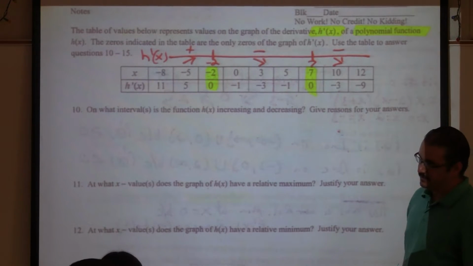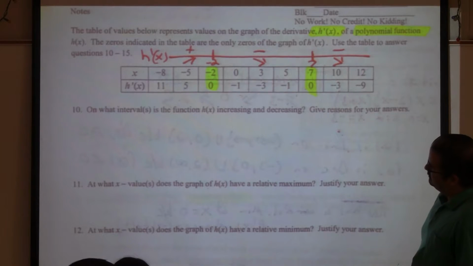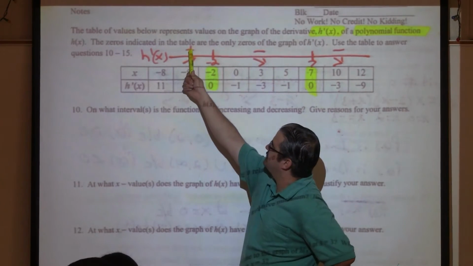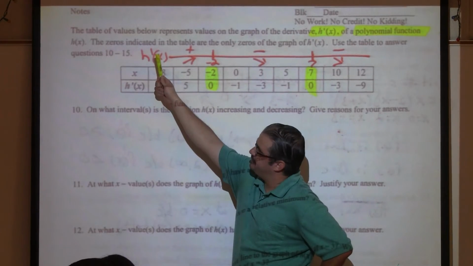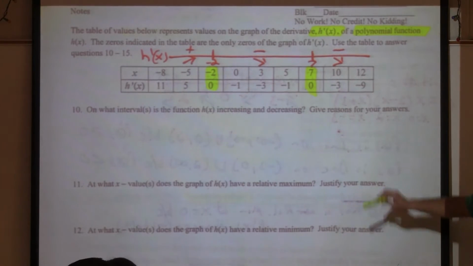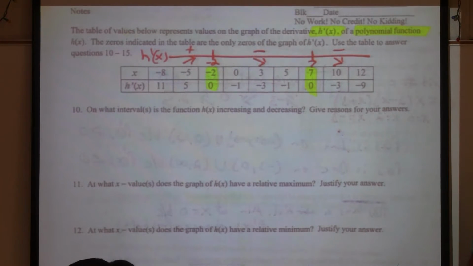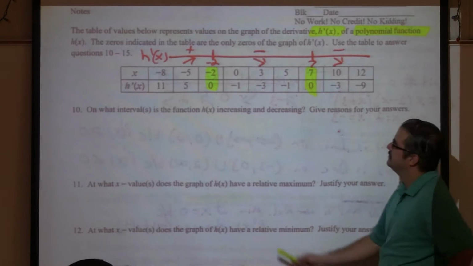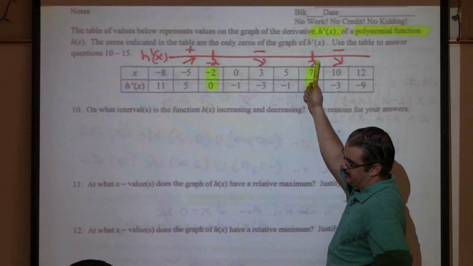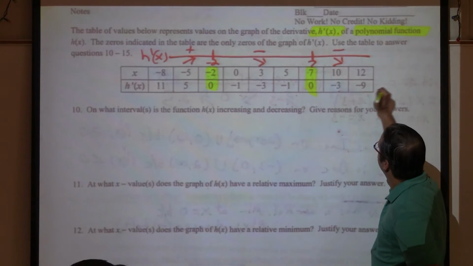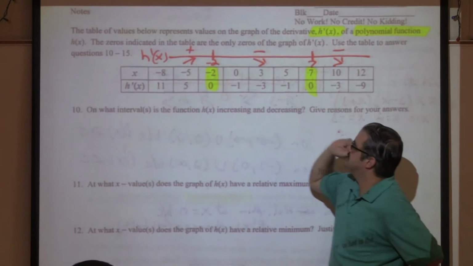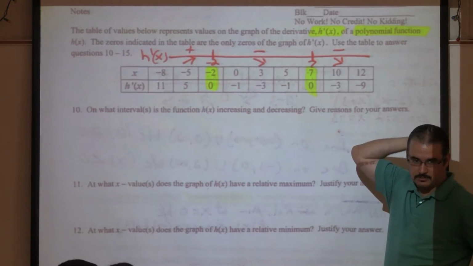Where is it increasing? Negative infinity to -2 because the derivative is greater than 0. Where is it decreasing? -2 to 7 union positive infinity, right? Why can't I just say from here all the way over there?